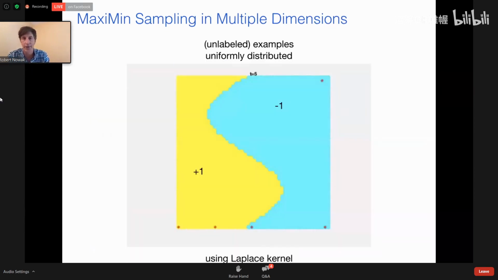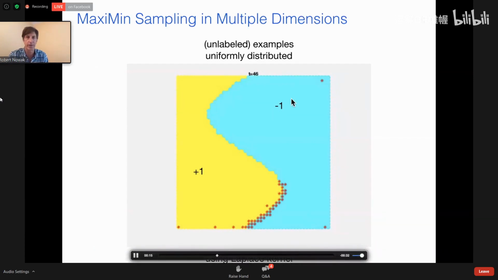And here is a little video of what happens in multiple dimensions. First of all, the sampling finds the location of the decision boundary, then it effectively tracks it along. In this case, we have two regions, plus one and minus one, separated by this sinusoidal-like decision boundary. And this maximin sampling automatically finds that decision boundary and then tracks it, quickly identifying it. So it has this flavor of binary search in multiple dimensions.